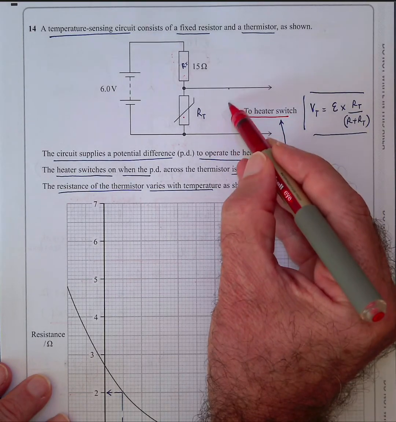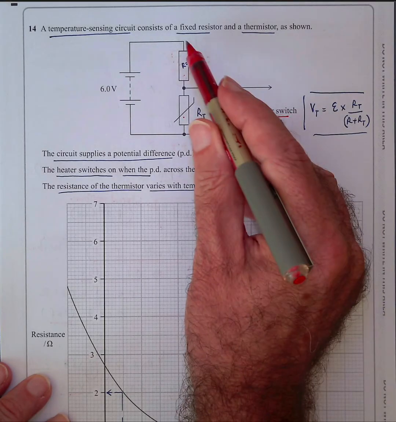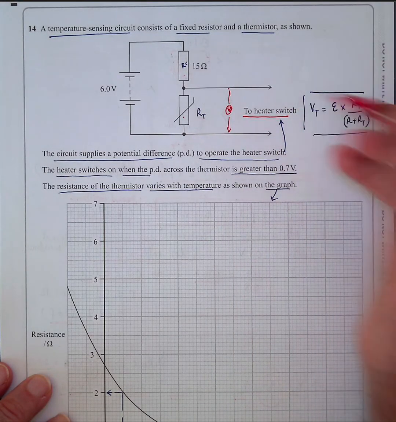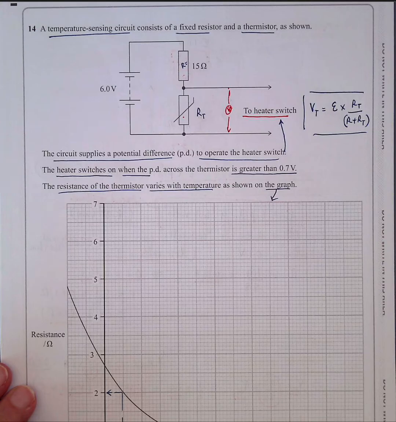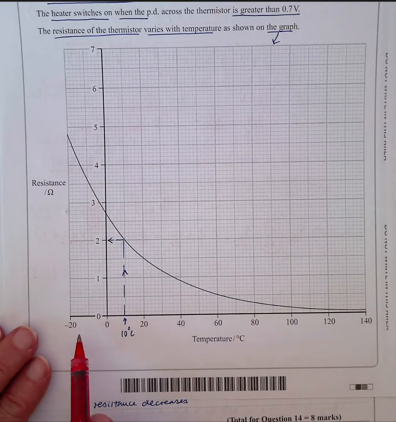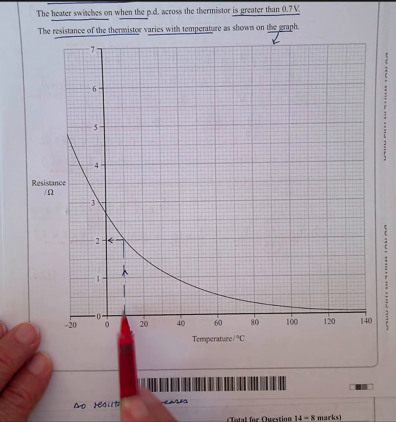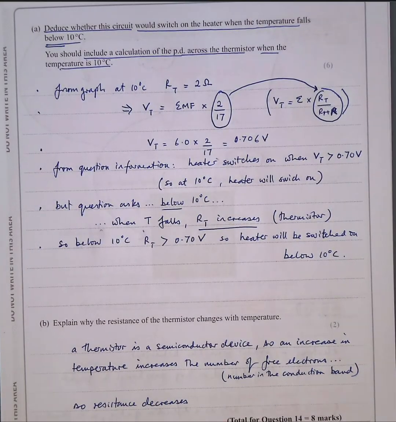So when we've got 0.7 volts, imagine you're measuring that voltage across there and there. When that voltage, so that share of the 6 volts, is 0.7 or greater, then the heater will switch on. Okay? The resistance of the thermistor varies with temperature as shown in the graph. They put it in centigrade, so this will be 0 centigrade. So you've gone from minus 20 all the way to plus 140 degrees centigrade. The temperature goes from a scale of minus 20 all the way, and they're looking at, in the next question, 10 degrees centigrade. Well, if you look at 10 degrees centigrade on the scale, it comes out to 2 ohms. Okay, so that's the value we want to look at.